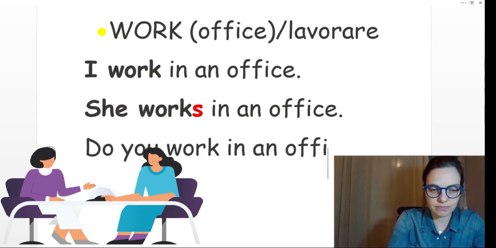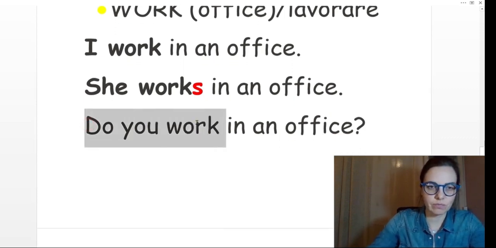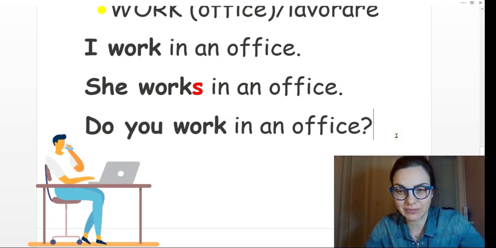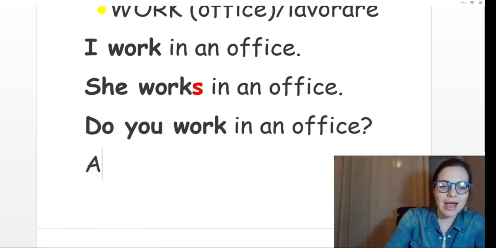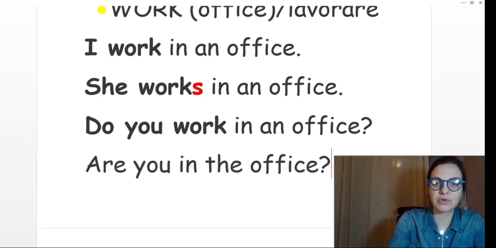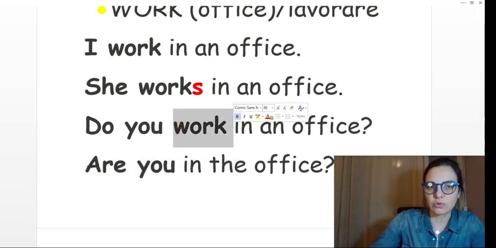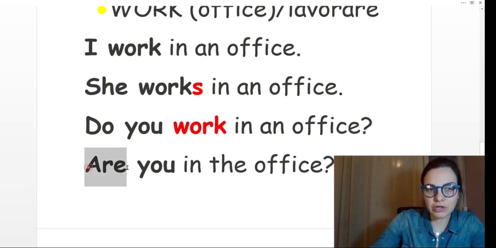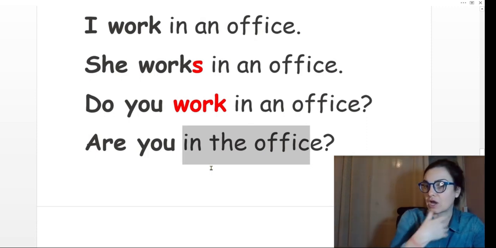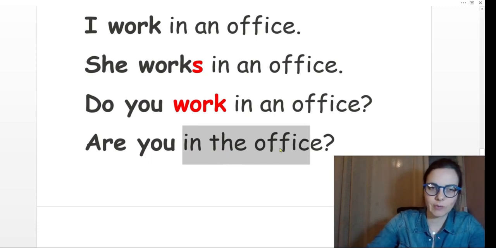Do you work in an office? Yeah, I work in an office. And where are you now? Are you in the office now? Do you plus the verb: do you work in an office? Are you, and just the place where you could be. Are you in the office? Are you at home? Are you in a bar? Are you in the shop? Where are you?